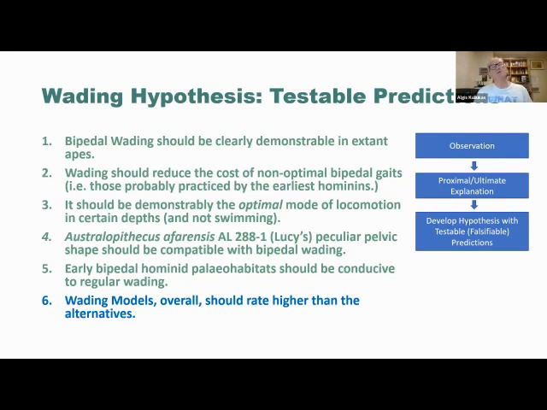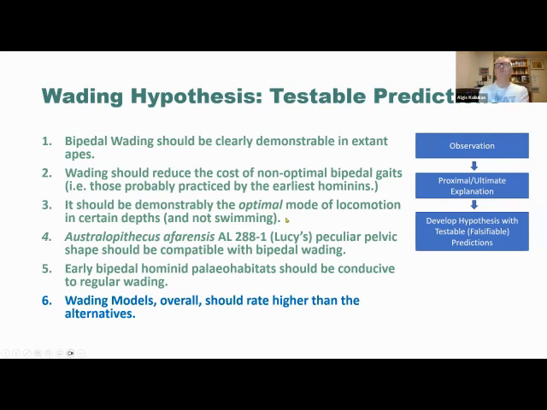So the wading hypothesis would say that the earliest bipeds' inefficiency would have been cushioned to a degree by moving through water. So that's a second prediction. A third one, and this was a bit of a no-brainer, is that it should be demonstrable that wading in certain depths is faster than swimming.